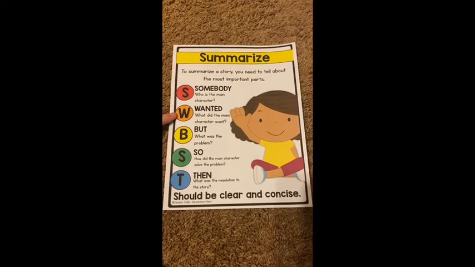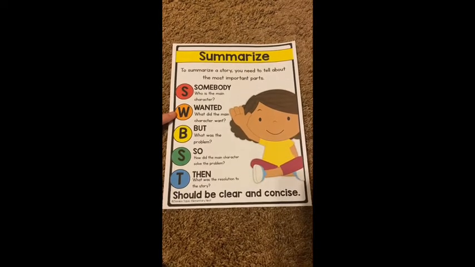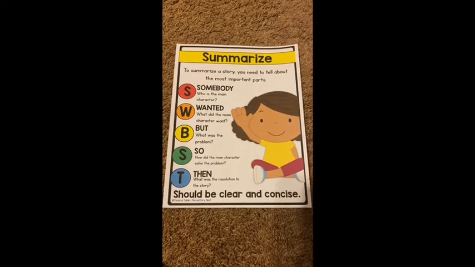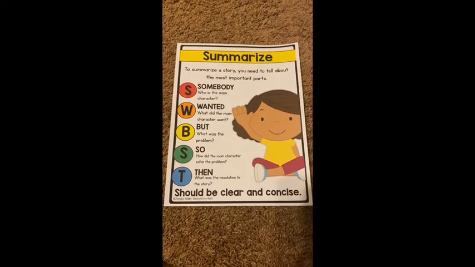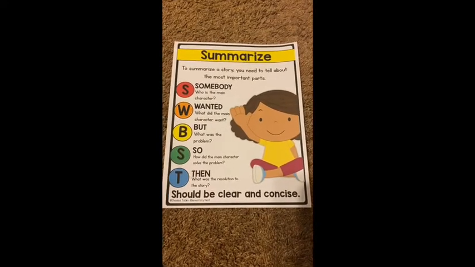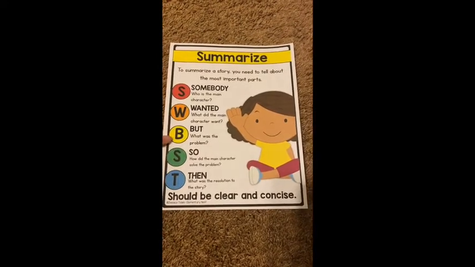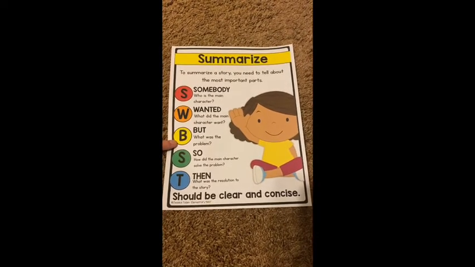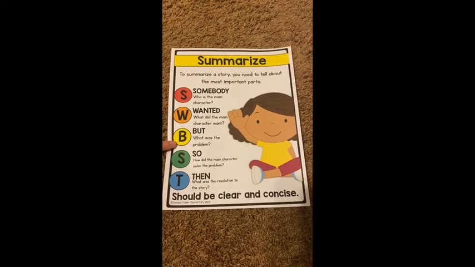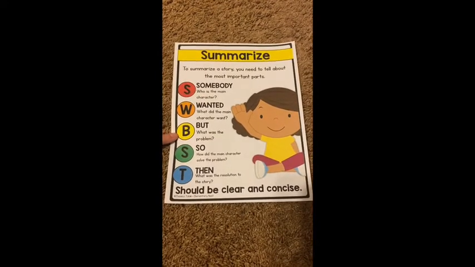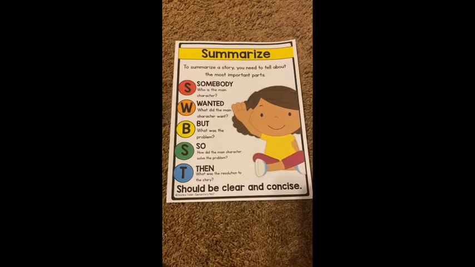What did the main character want in the story? Every character in the story wants something, or they're trying to achieve something or accomplish something. So, what did the character want? And that's another sentence. Once you have it, you check it off. Then you go down to the B, but, what was the problem? Every fictional story has a problem. What was it? That's another sentence for your summary, and then you check it off.